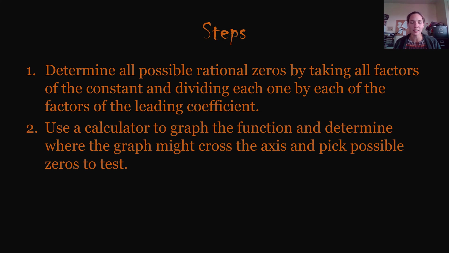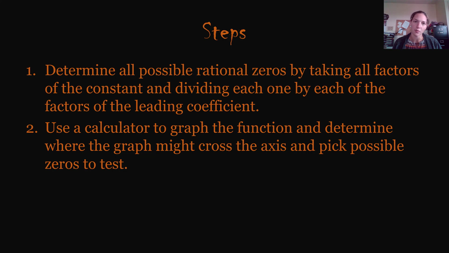Well, then our next thing is to use some sort of graphing calculator to graph the function and determine where it might cross the x-axis, and pick the possible zeros to test. If it looks like it crosses around 2/3, but 2/3 isn't a possible rational zero, don't test that. Now, you won't always have a graphing calculator on this, and you might have to do this by hand. So my best option is start with the stuff closest to 0.